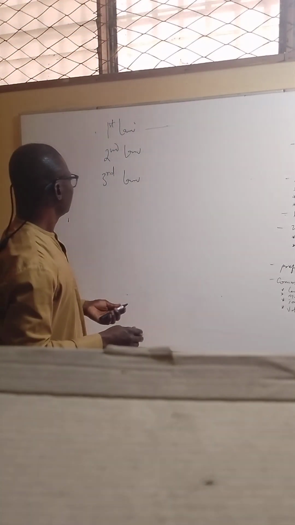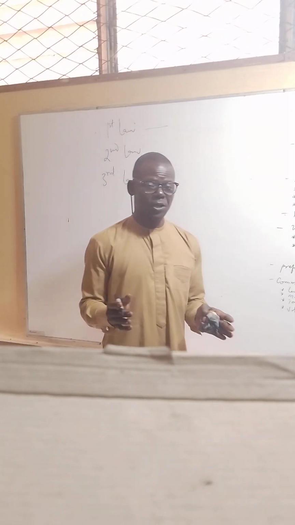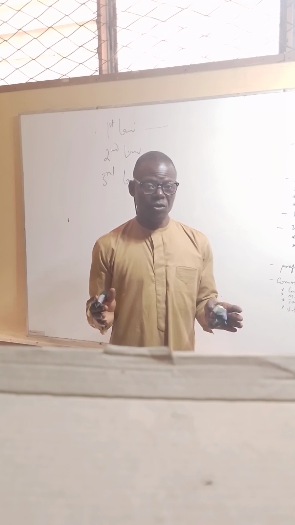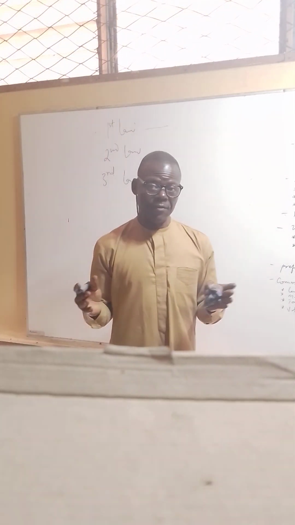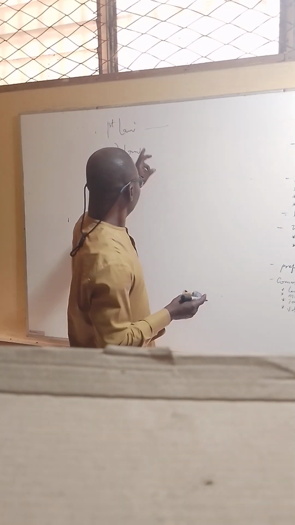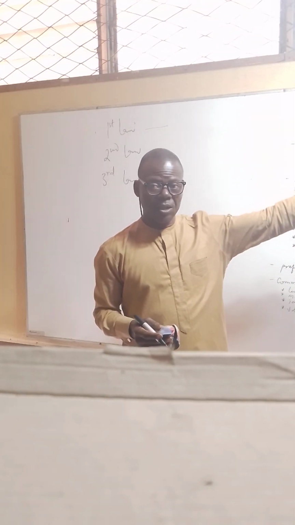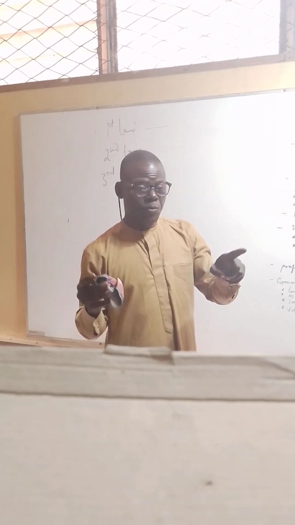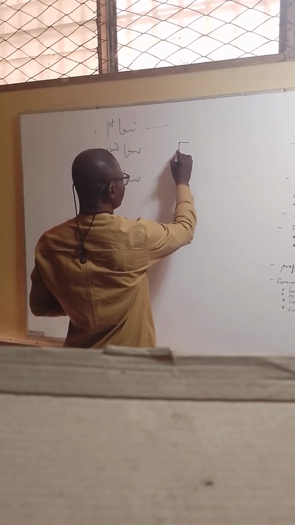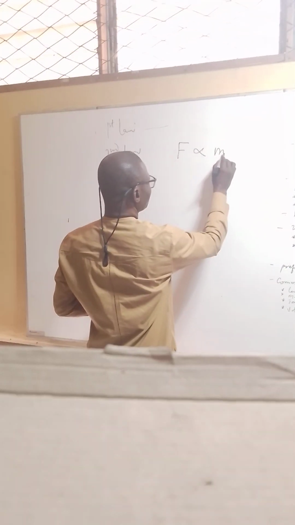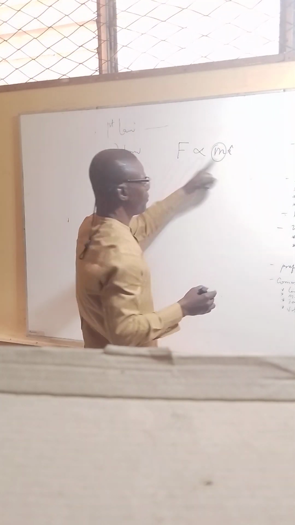And then the second law of motion simply tells us that if a body of mass is acted upon by a force, it will give that body an acceleration, and that acceleration is directly proportional to the force that is applied. So you say force is directly proportional to ma, where m is the mass and a is the acceleration that the force gives.